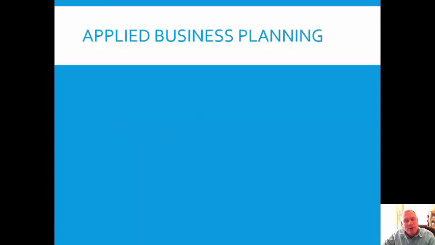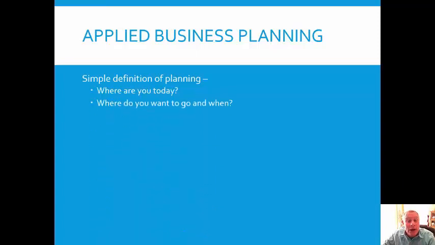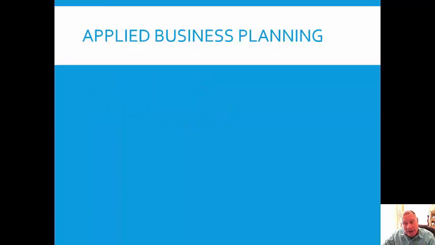And I start with this. It's not just a numerical exercise of taking numbers and coming together with budgets and plans. There's a simple definition of planning that I'd like to go back to. Where are you today? Where do you want to go and when? And then how are you going to get there? So this applied business planning is holistic, and it isn't just focused on the numbers. We're bringing in goals, timelines, and then how. The numbers really come in at the end.